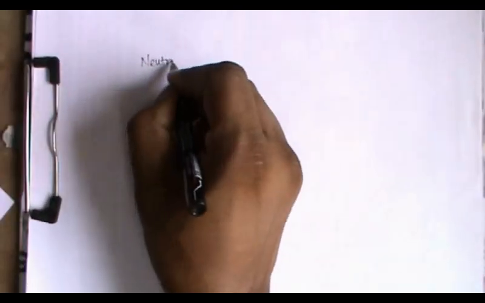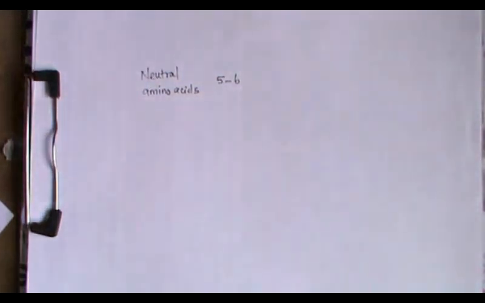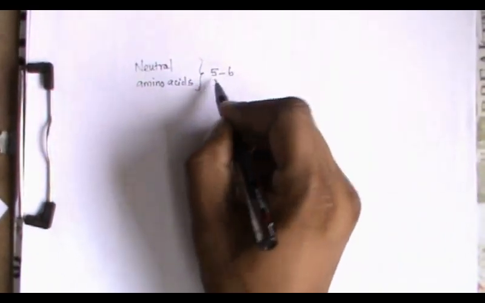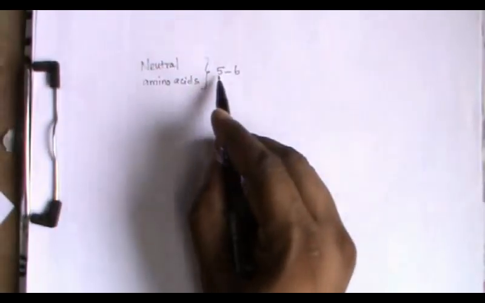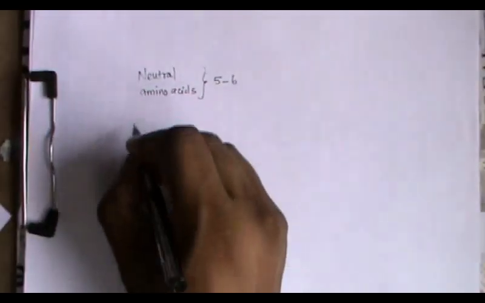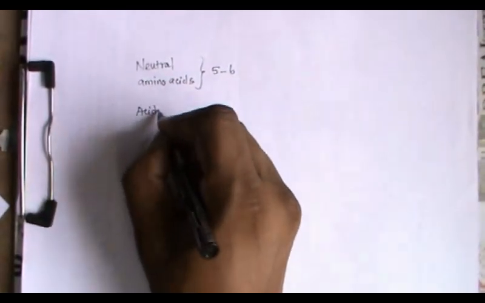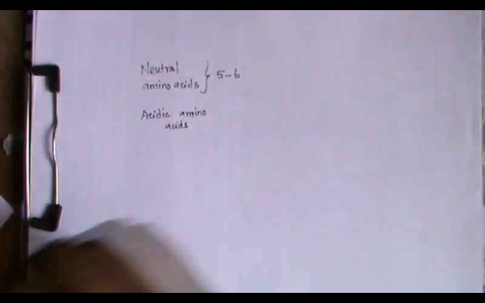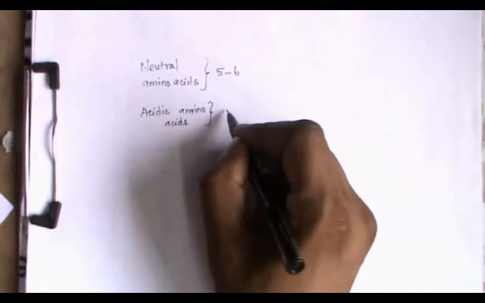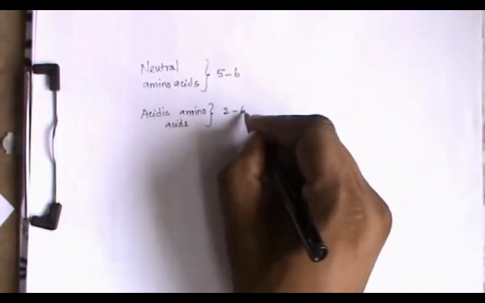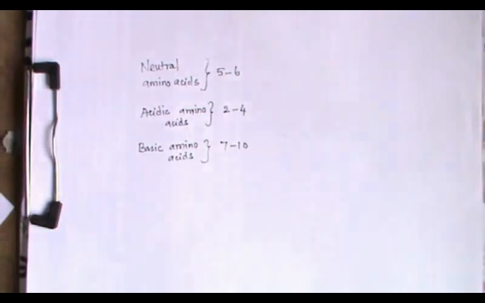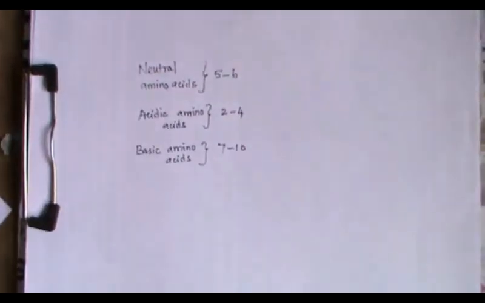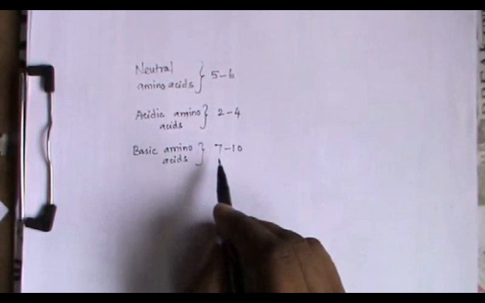Generally, for neutral amino acids, the isoelectric point will be between 5 and 6. For 15 amino acids, the isoelectric point will be between 5 and 6. For acidic amino acids, aspartic acid and glutamic acid, the pH will be between 2 and 4. For basic amino acids, the isoelectric point will be between 7 and 10. For histidine, we have already seen it is 7.59.